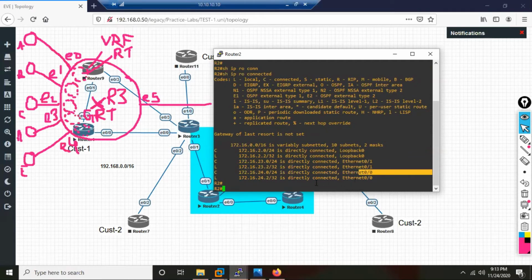They are always part of which routing table? The global routing table. See, the command show IP route basically means I'm telling my router, show me the global routing table. By default, all the interfaces we create, all the interfaces we assign IP addresses, all the interfaces which are up, by default they will be members of what? Global routing table.